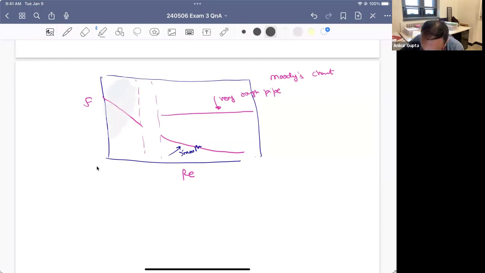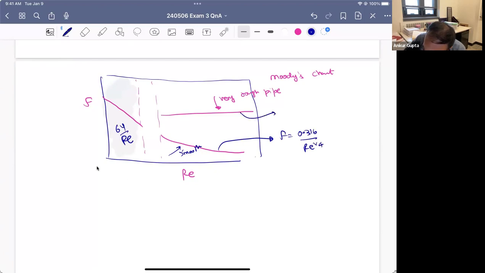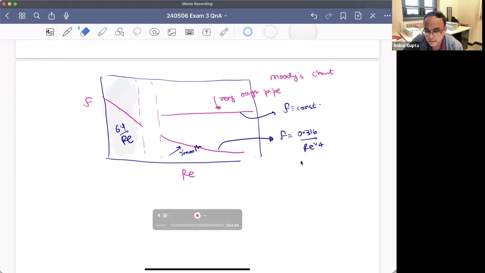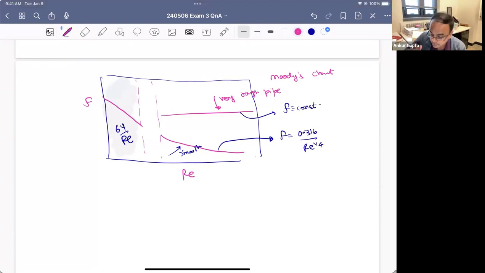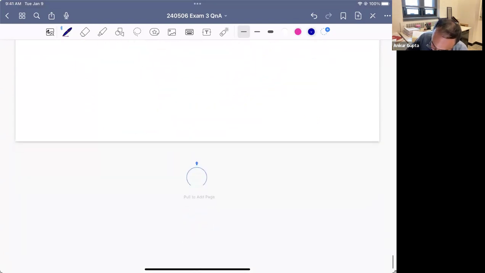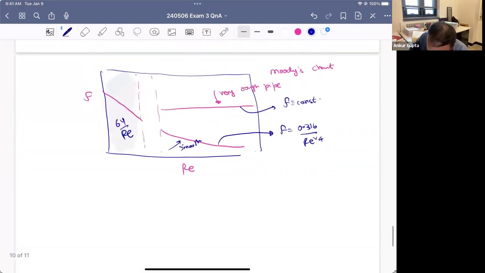So in this part, the friction factor is 64 by RE. In this part, friction factor is 0.316 by RE to the 1/4. And for a rough pipe, friction factor is basically roughly constant. And what that number is will be given to you in the problem. And so why are these 3 regimes important? Because for us, again, this is not true for a vertical pipe, just for a horizontal pipe.